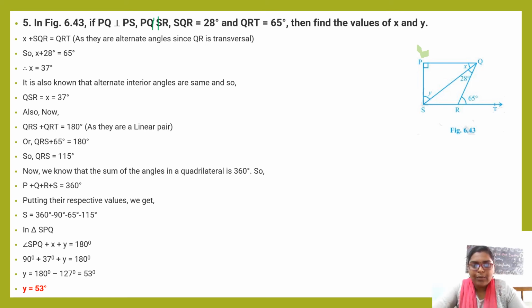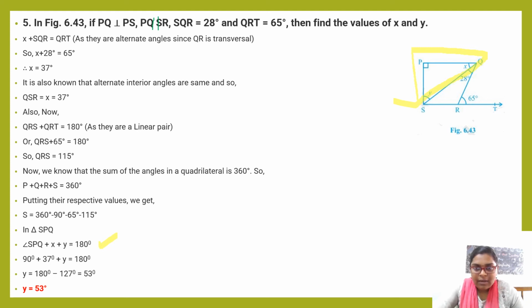Now we are going to consider the triangle SPQ, right? SPQ. Why we are considering this SPQ? Because we have to find the value of X and Y. So X and Y both are involved in this triangle SPQ. Okay. So now by the angle sum property of a triangle, we can say that if we add these three angles, we should get 180 degrees. So angle SPQ plus X plus Y equal to 180 degrees.